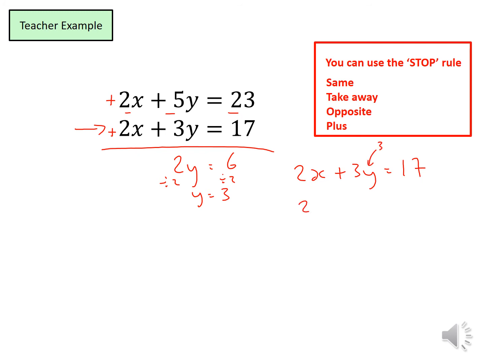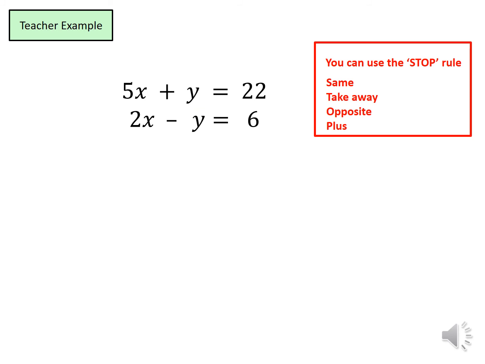So 2x plus, this is 3y, so 3 times y, so y is 3, so 3 times 3, which is 9, equals 17. Take 9 off both sides, 2x equals 8, divide both sides by 2, x equals 4. So I've worked out that y equals 3 and x equals 4. If you want to check if you've got it right, you can always substitute it back into the other equation to see if it works.